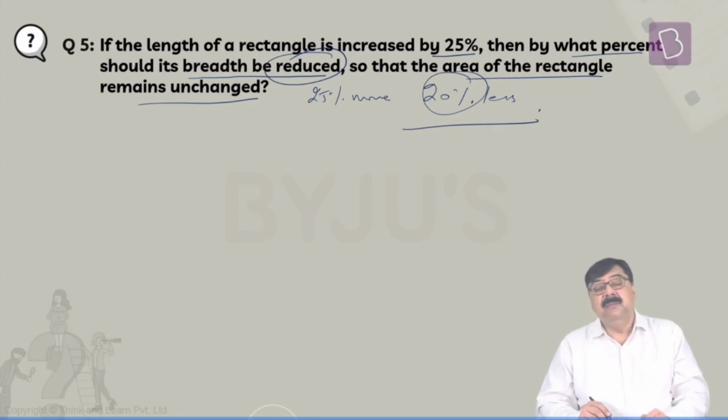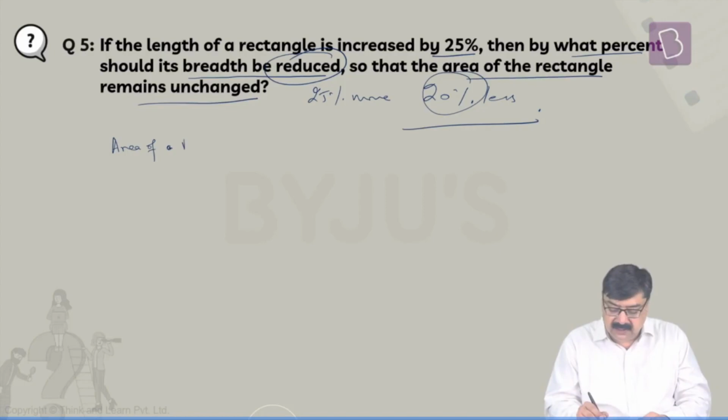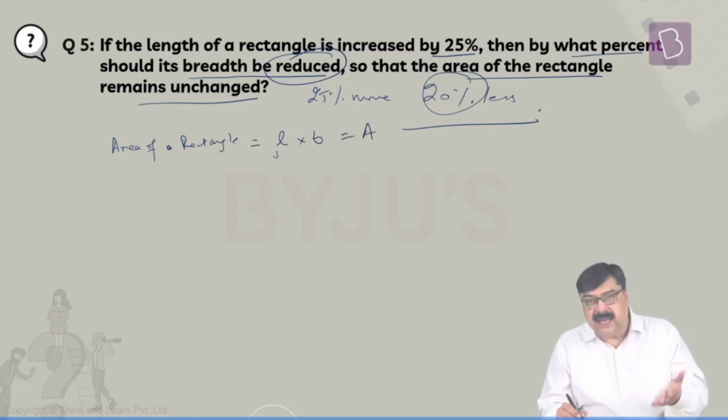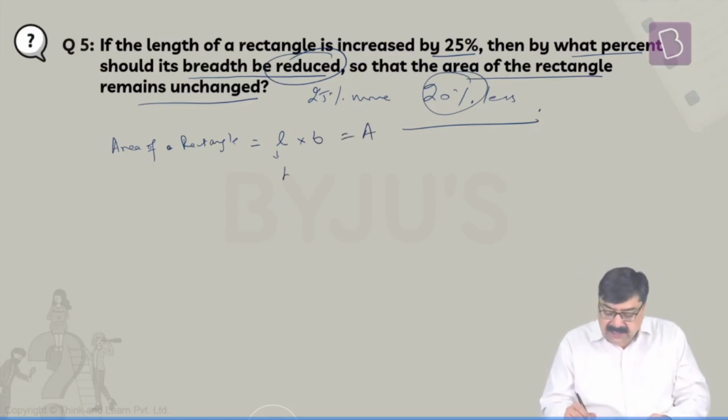Now, some of you would like to solve this by the age-old orthodox obsolete method. You know the area of a rectangle. Now, it's so boring here, isn't it? Area of a rectangle is length into breadth. Length is increased by 25%. Before that, let me mark the length as L and the breadth here as B.